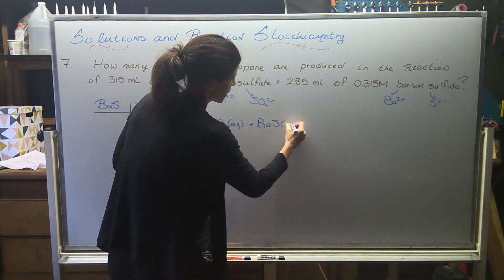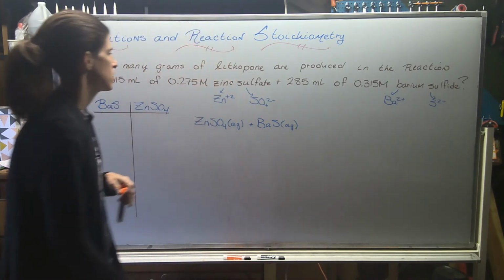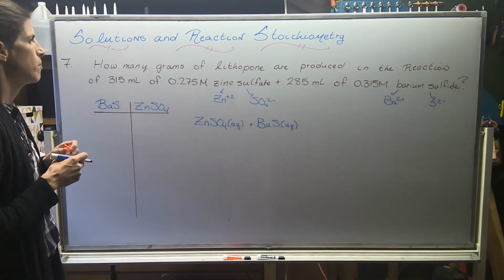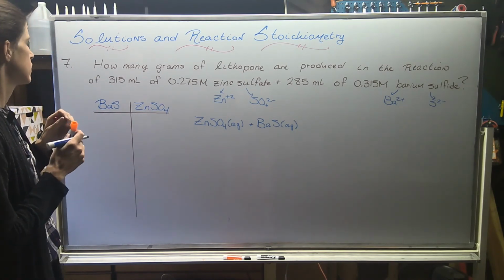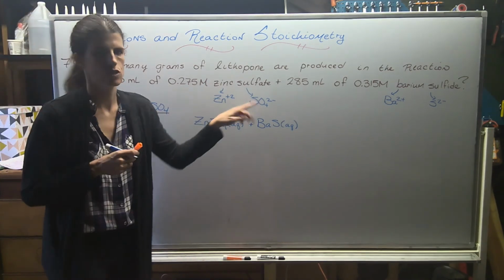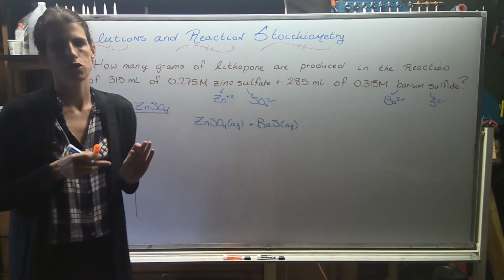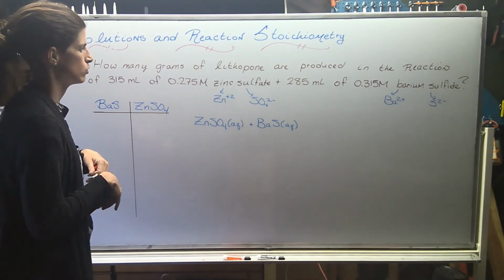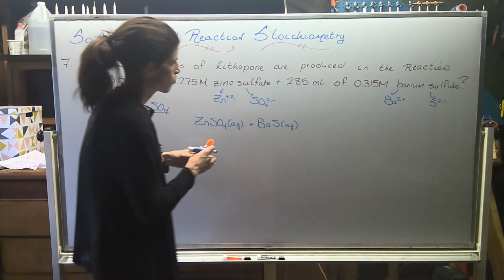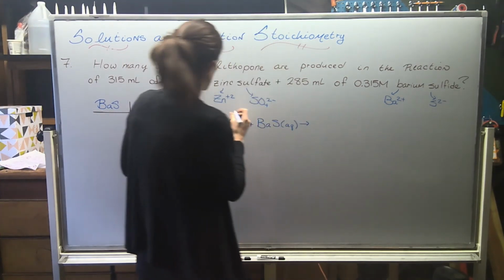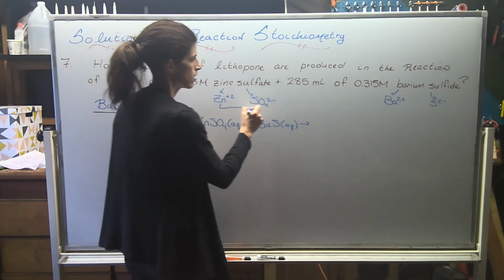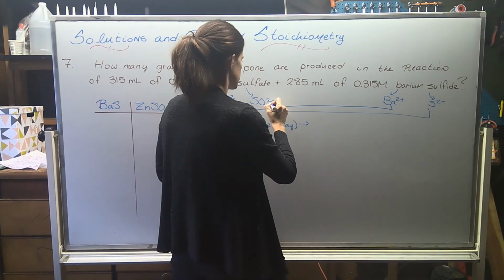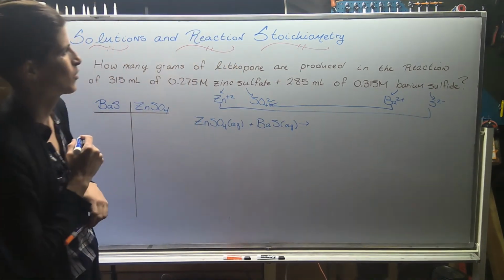I'm writing them down as aqueous. Barium sulfide solubility is a little bit questionable, but since they're trying to mix these two things and they gave me molarities for both, I'm going to assume that they were able to make it aqueous. There are little tricks that chemists use to force stuff into solution. Alrighty, so the products, we're going to do-si-do them. So the zinc is with the sulfide, and the barium is with the sulfate.